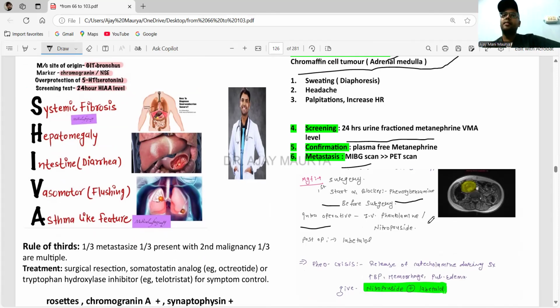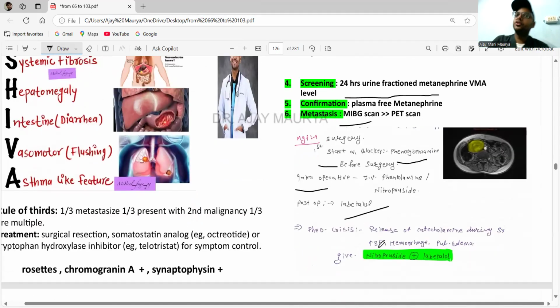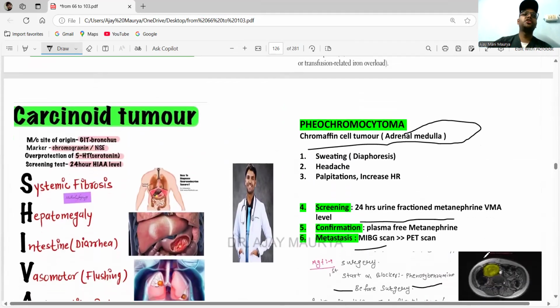Remember here, before surgery, start with phenoxybenzamine. Intraoperative, give IV phentolamine. Post-operative, give labetalol. For the pheochromocytoma crisis, release of catecholamines during surgery will increase the BP, causing hemorrhage and pulmonary edema. That's why you have to give nitroprusside plus what? The labetalol. Done.